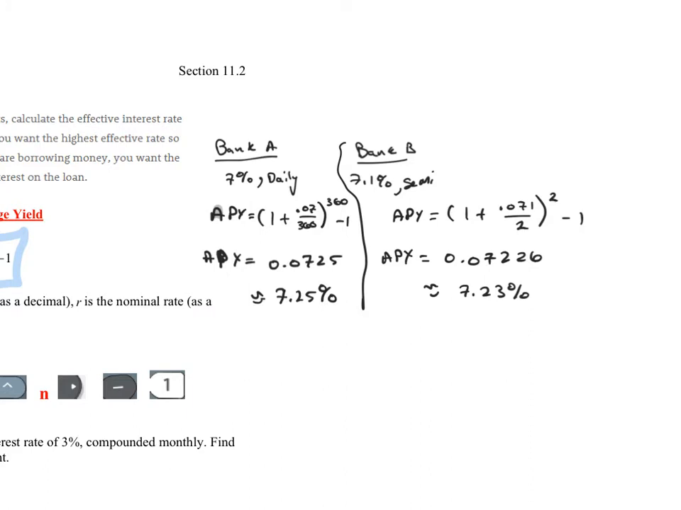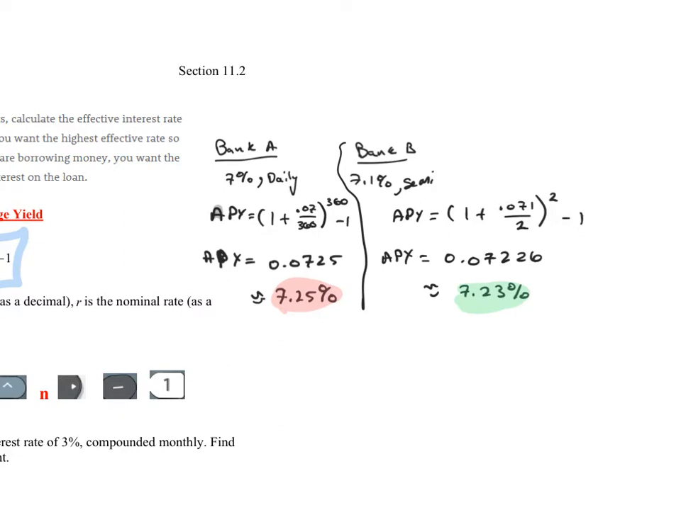So which one of those two is better? Well, if it's an investment, it seems that Bank A is giving me the better effective rate, or the better overall interest rate. If it was a loan, I would want to choose Bank B because it's giving me the lower of the two. So again, anytime it's an investment, you want the higher of the two effective rates. Anytime it's a loan, you want the lower of the two effective rates.